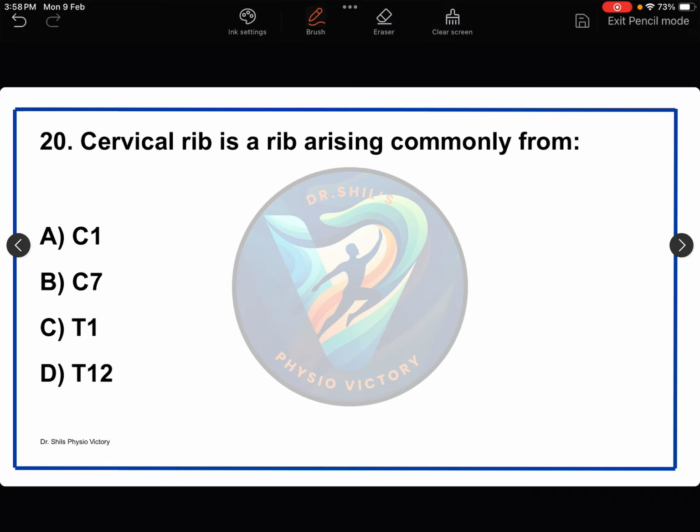Next, come to question number 20. Cervical rib is a rib arising commonly from option A, C1, option B, C7, option C, T1, and option D, T12. Here, the correct answer is option B, C7. Cervical rib is an accessory rib arising from 7th cervical vertebra, may cause thoracic outlet syndrome.